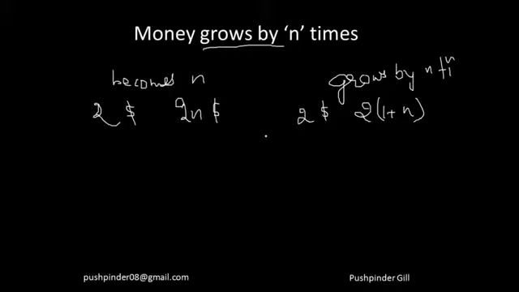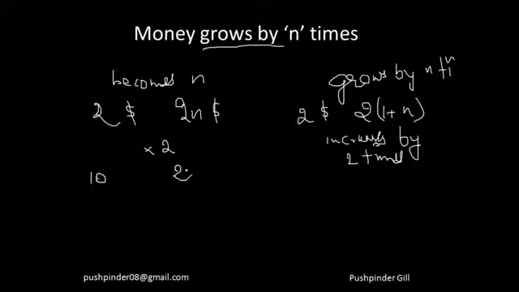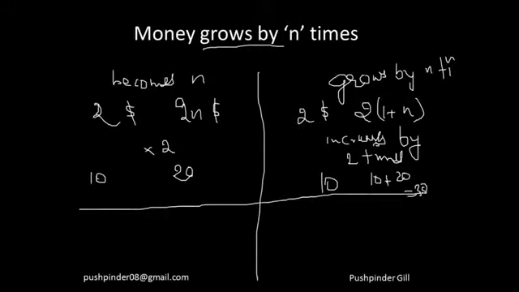I hope you're understanding. Let me just take one more example. Let's suppose money doubles here, and over here money increases by 2 times. If I invested $10, I'll get $20 here. Now over here, if I invest $10, I'm going to get 10 plus double, that is 20, that is $30. So there is a difference between money becoming N times and money growing by N times.